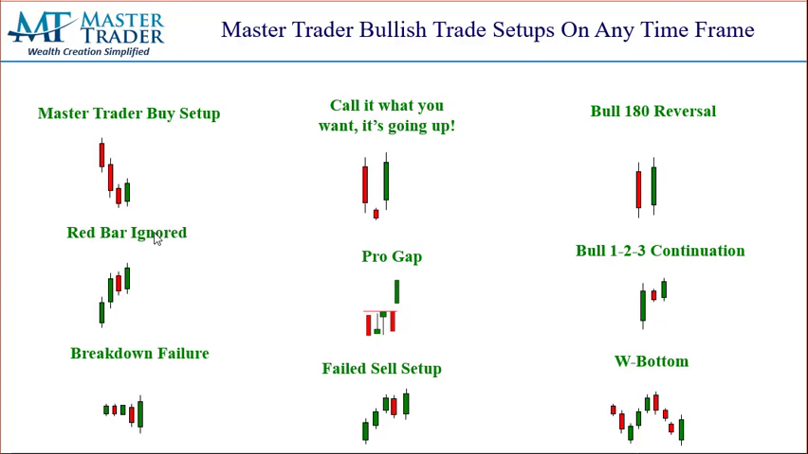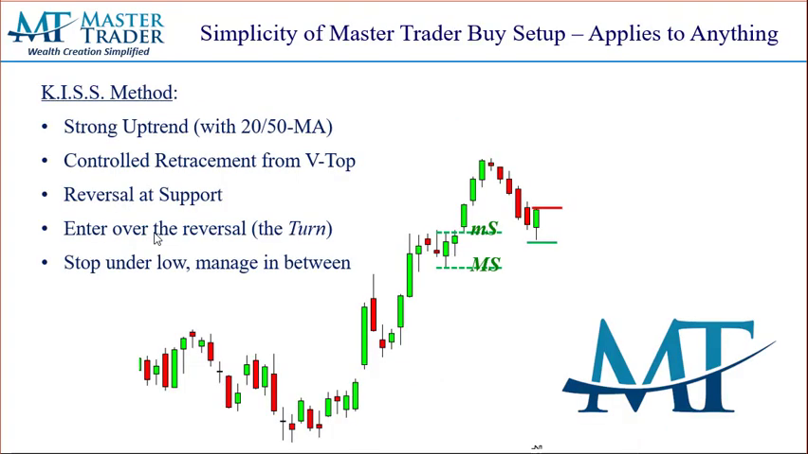These apply on any time frame, any instrument, flip them upside down. They work on the bearish side. This is the Master Trader buy setup. We keep the KISS method. Keep it simple. I can teach an 8-year-old how to do this. Little Johnny, we want an uptrend. What's an uptrend? Higher pivot highs, higher pivot lows. I want them comfortably above the 20 and the 50 period moving average, rising bullishly. So we want a quality trend.